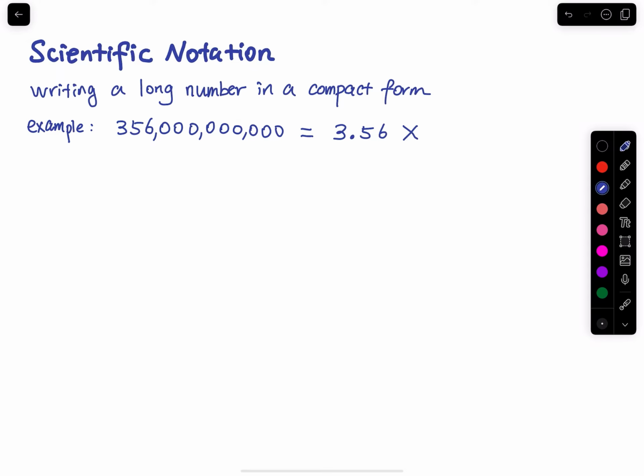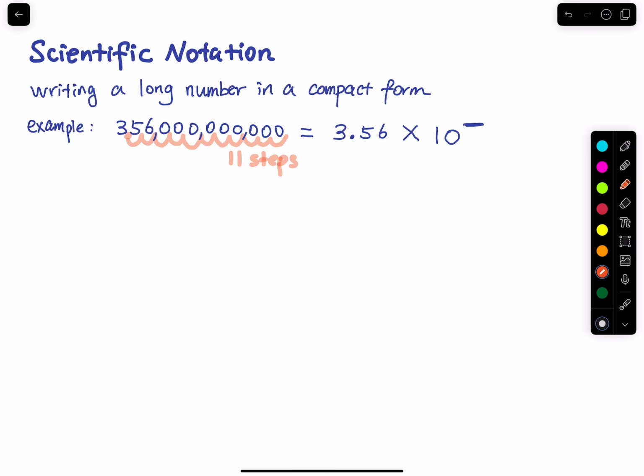And then you multiply. This is always a multiply, always a base 10, and then raised to an exponent. So what exponent goes up there? Here is how I do the counting. I am going to put a decimal point right here, so 3.56, and then I will move the decimal point to the right. 1, 2, 3, 4, 5, 6, 7, 8, 9, 10, 11. I am going to say 11 steps.